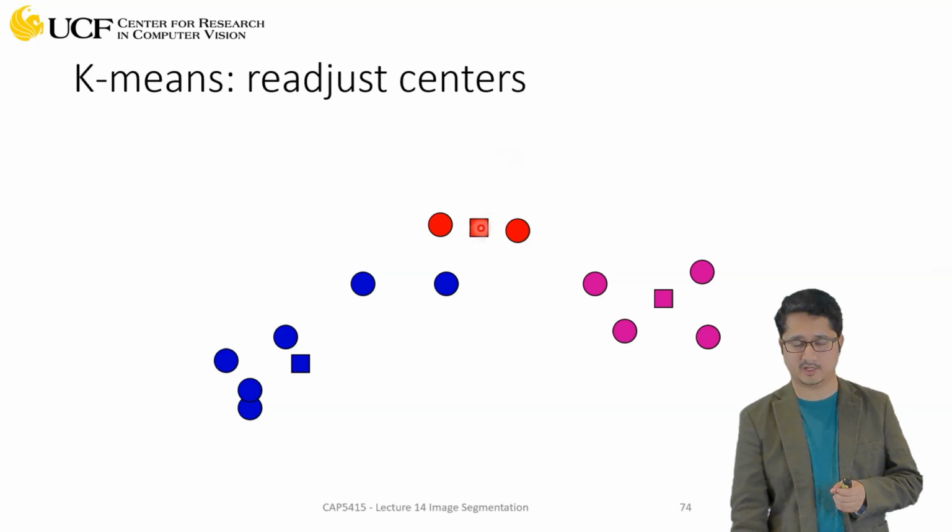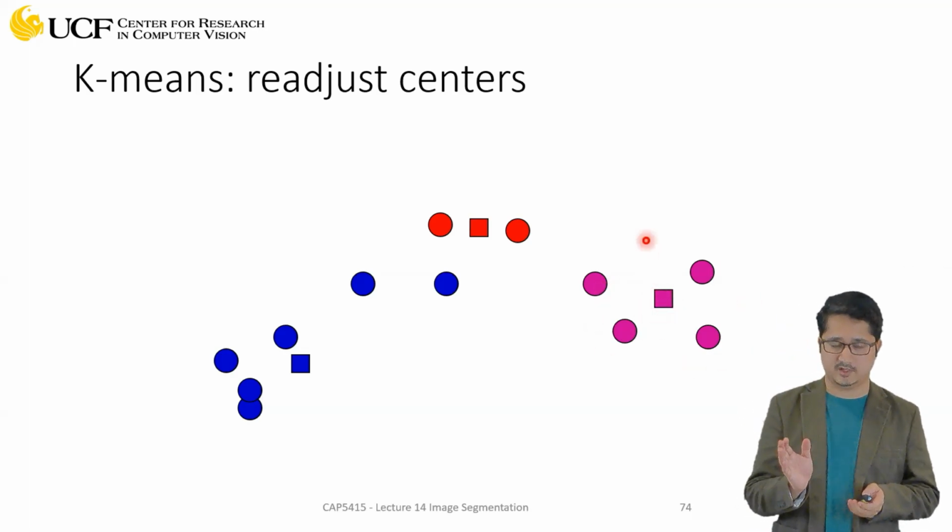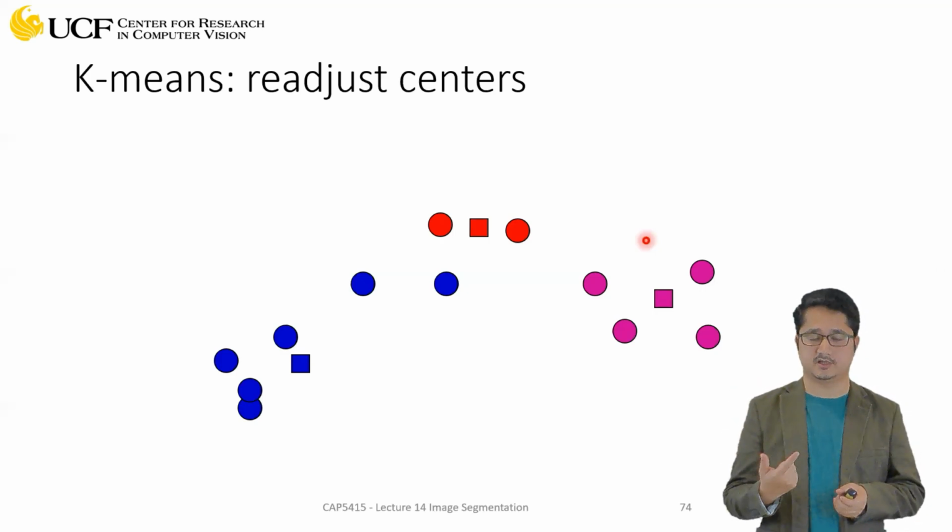You will do the same for the red cluster, and you can see it's basically at the center of these 2 points, because you only have 2 points and the average is going to be at the center. Similarly, for the pink one, this will be the center based on these 4 points. Right? Now, you again reassign.